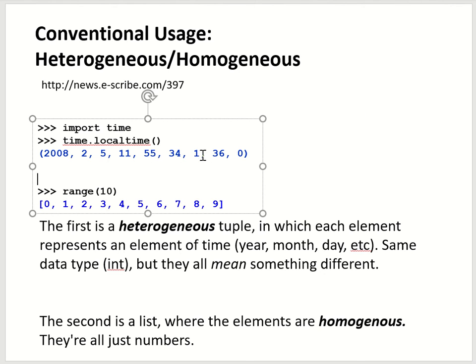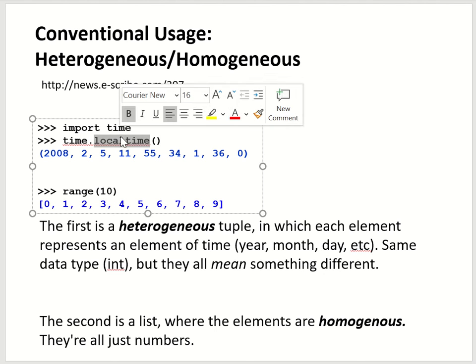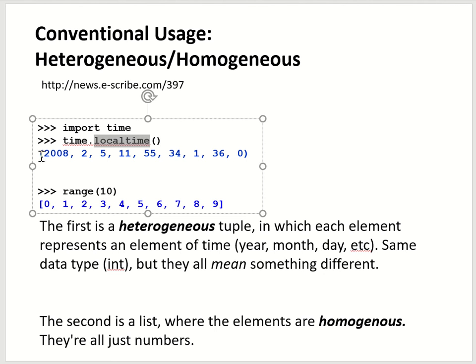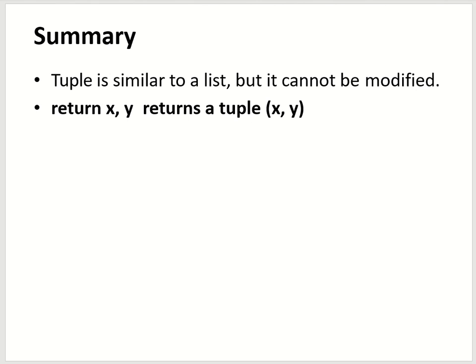And so if you're interpreting that data object, it makes sense to do so as a sequence of numbers that each communicate different things. And so we call it heterogeneous. And again, that's just by convention. You could have a local time function that would output the information as a list. It would still work.